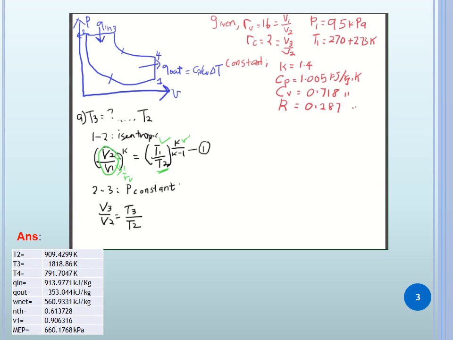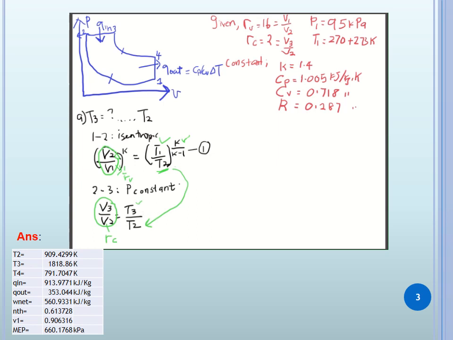Okay, where V3 over V2 is actually RC. And we substitute temperature 2 that we find out from equation number 1. We substitute it into this second equation, number 2 here, to find out T3.